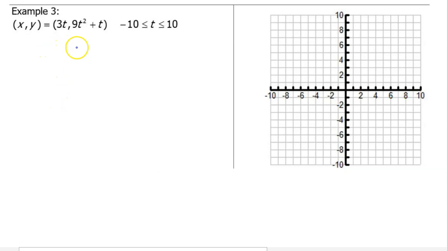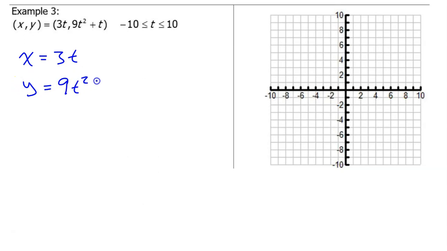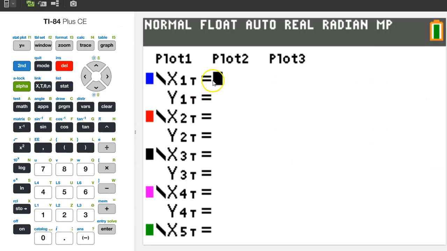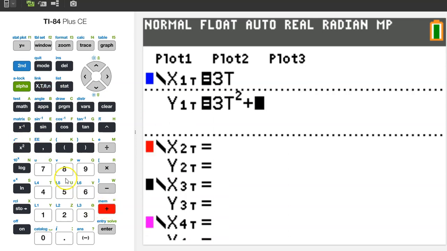So let's use our calculator on example 3. Here's another way of expressing a parametric equation. It just means, of course, that x is equal to 3t, while y is equal to 9t squared plus t. So let's type these into the calculator. So x is 3t, while y is 9t squared plus t.